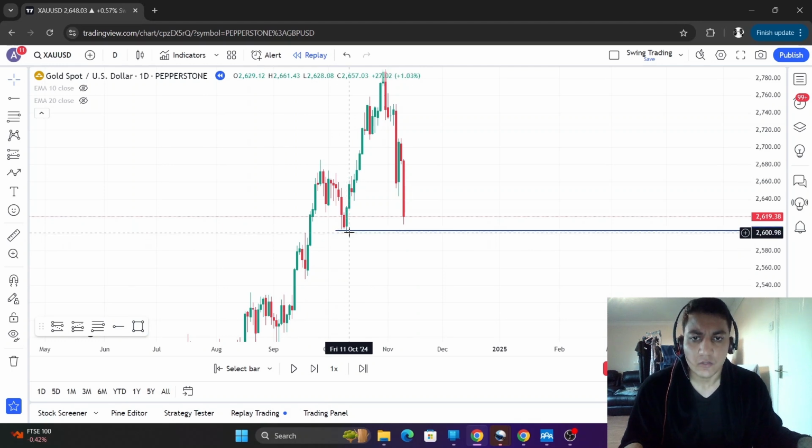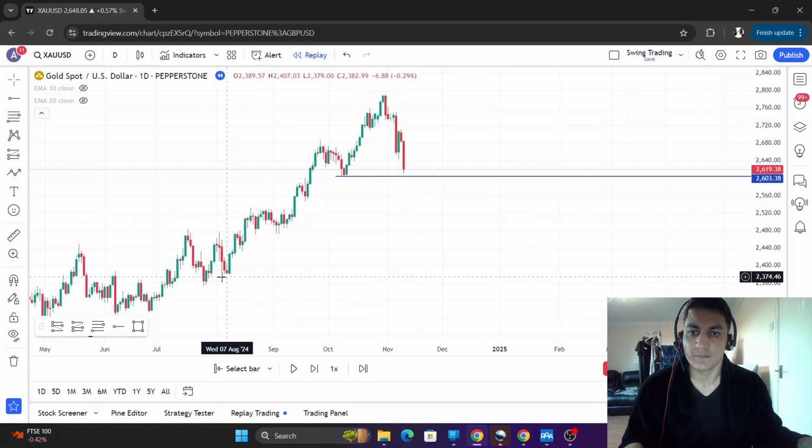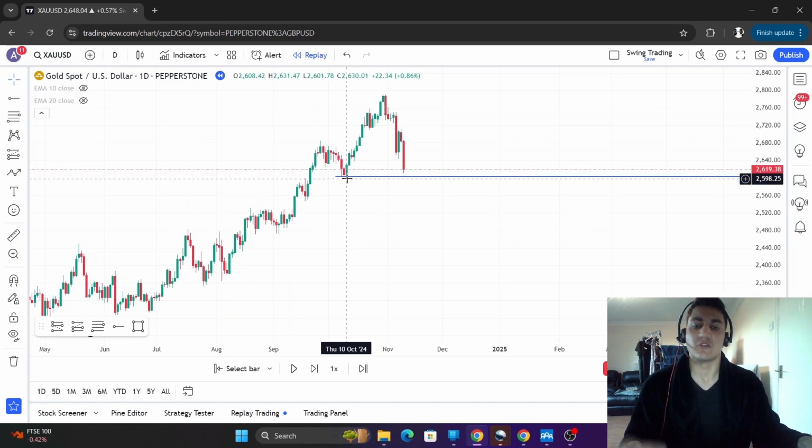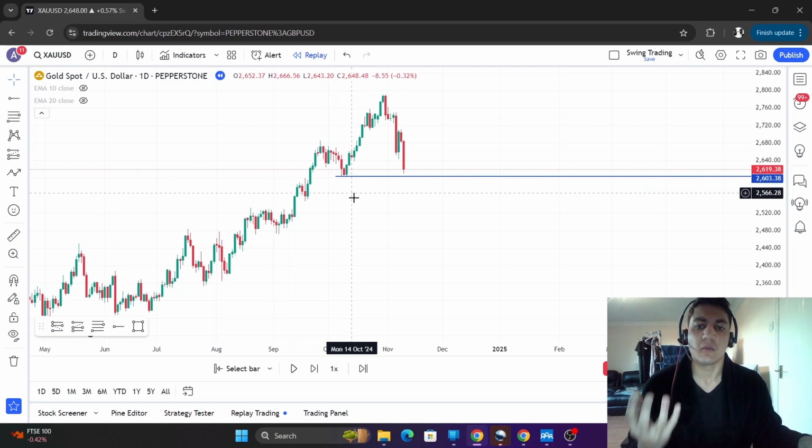We know it's a key low. We know that gold's been in the bull market, right? So people have trailed up their stop losses here, here, and here, right? Some people might have had it here. But here, there's so much liquidity. There's so many orders here for smart money to target.